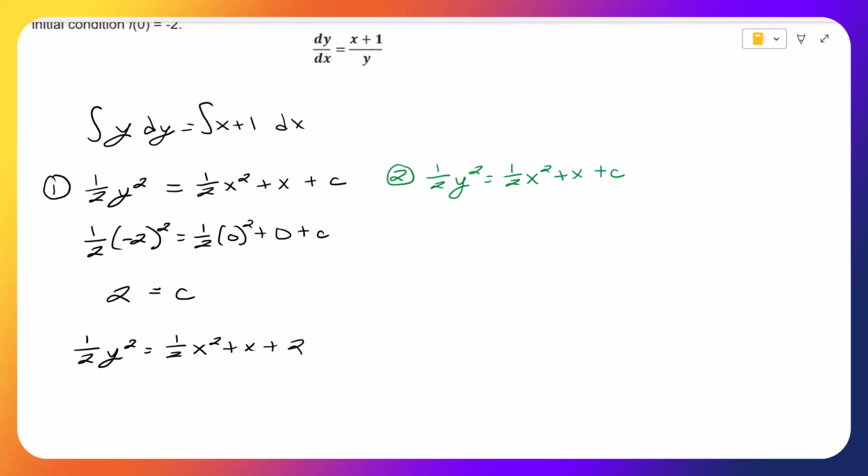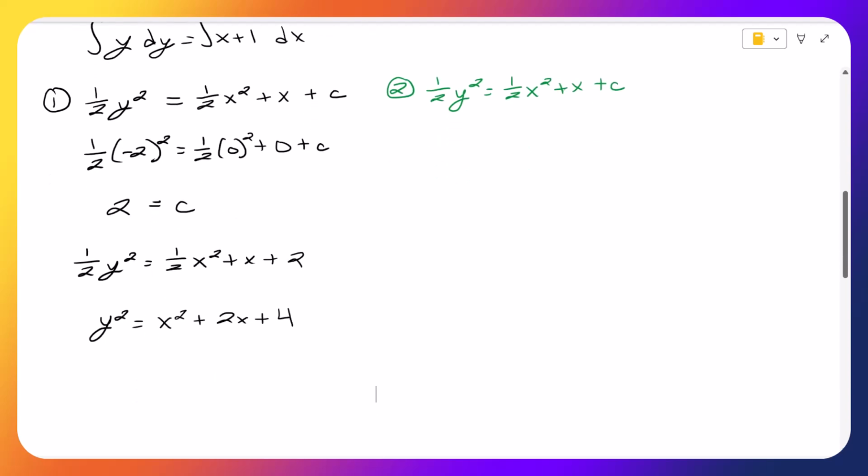So multiply everything by 2. We get y squared equals x squared plus 2x plus 4. Note that now that I've made c a specific number, I do need to multiply it when I'm doing stuff to it. Every operation that we do now, since the c is 2, we need to do to that.